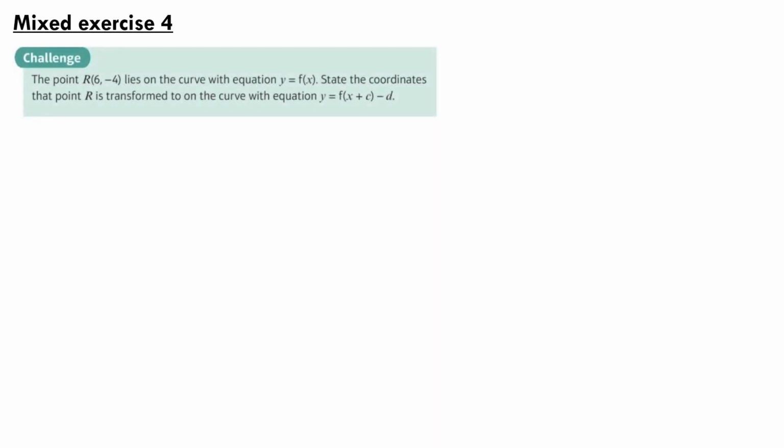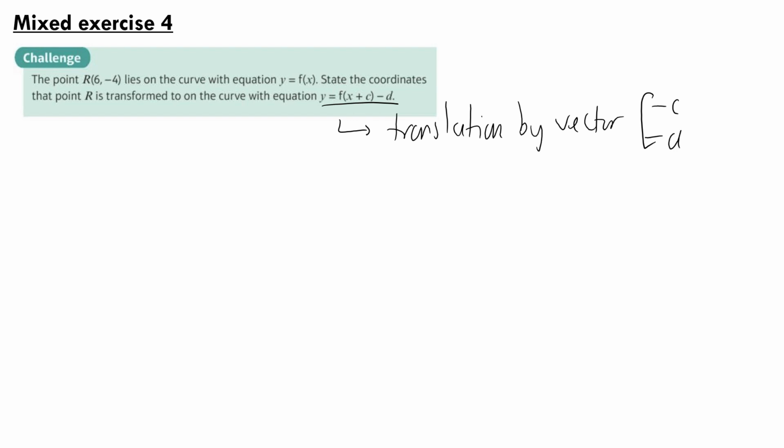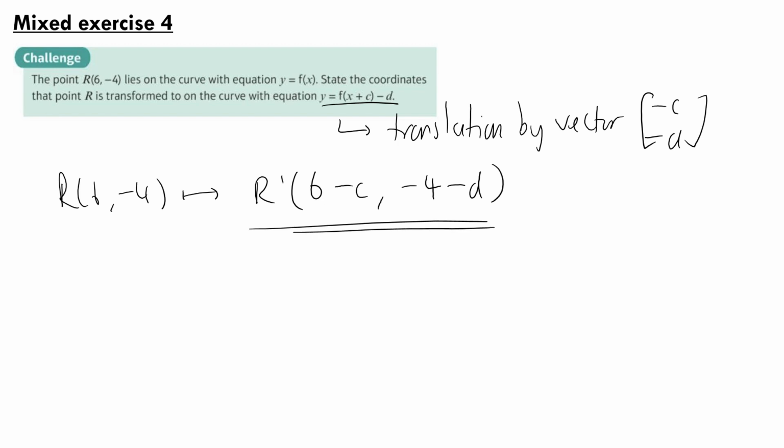Okay, and finally for mixed exercise 4, the point R (6, -4) lies on the curve with equation y equals f of x. State the coordinates that the point R is transformed to on the curve with equation y equals f(x plus c) minus d. So here, this transformed curve is a translation by the vector (-c, -d). And so the point R (6, -4) is transformed to the point R dash (6 minus c, -4 minus d). And that is our final answer.